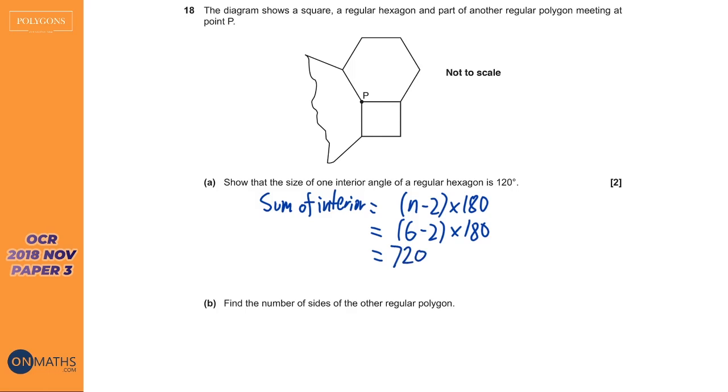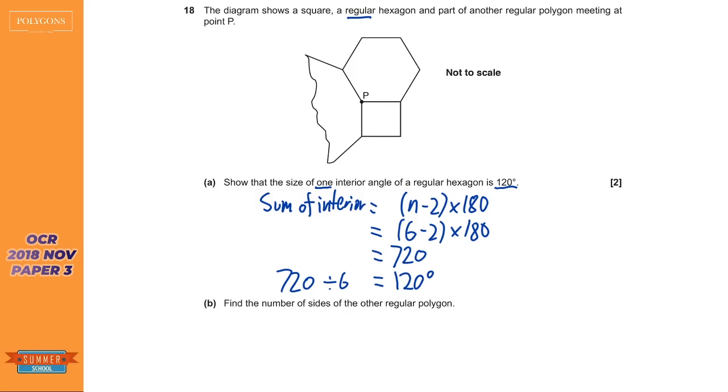But it does say the size of one interior angle. So all we need to do is take 720, which is the sum of all of them, and divide it by 6 because it is regular. It says regular, so they're all the same. So we just divide by 6 and we get 120 degrees. And it says show that it's 120, so we know it's right.